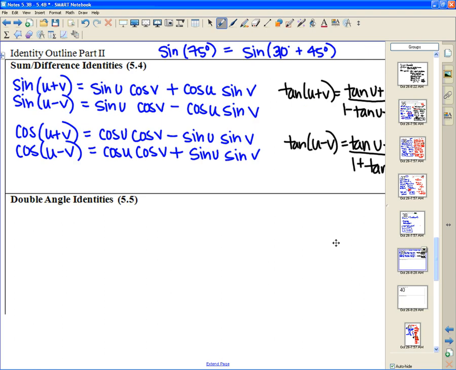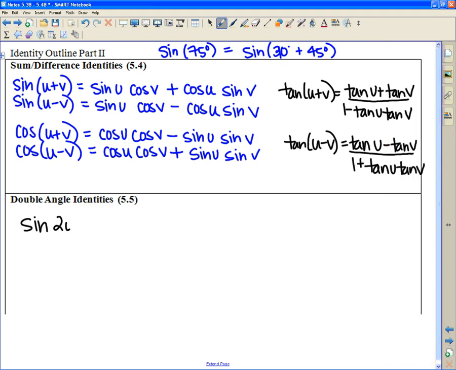We've already listed the sum and differences. We're now going to list the double angle identities. The sine of 2u can be replaced at any time in any equation or expression with 2 times the sine of u times the cosine of u.